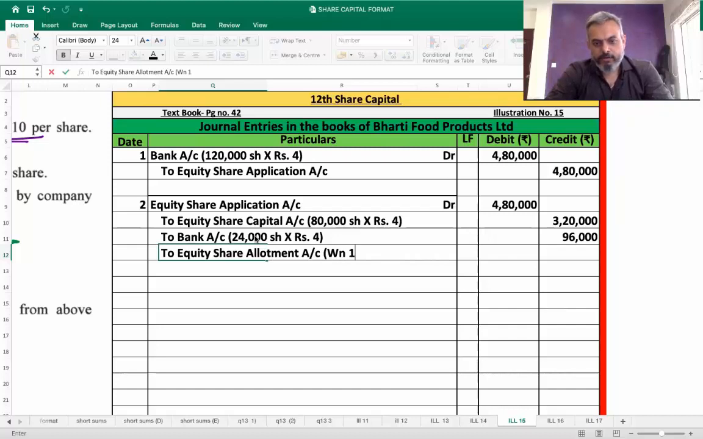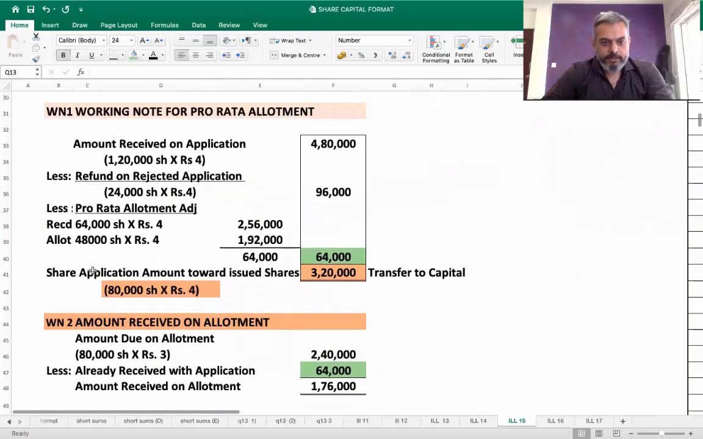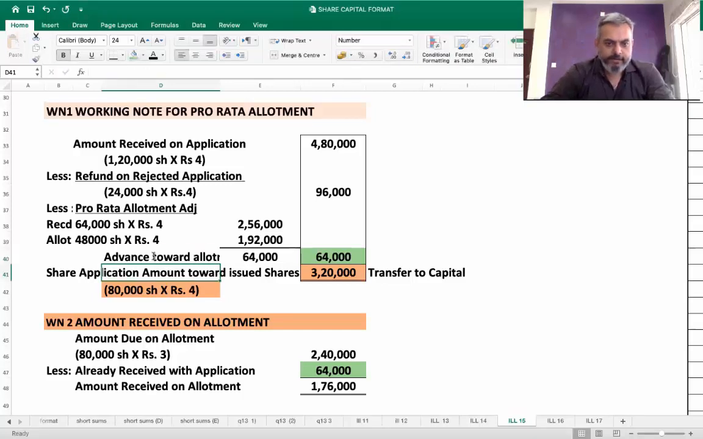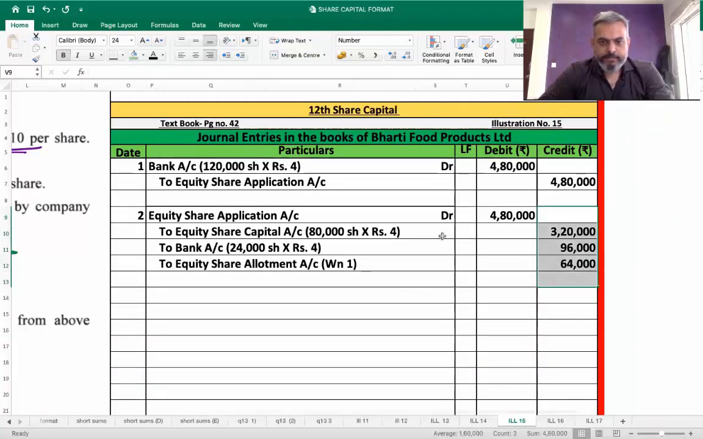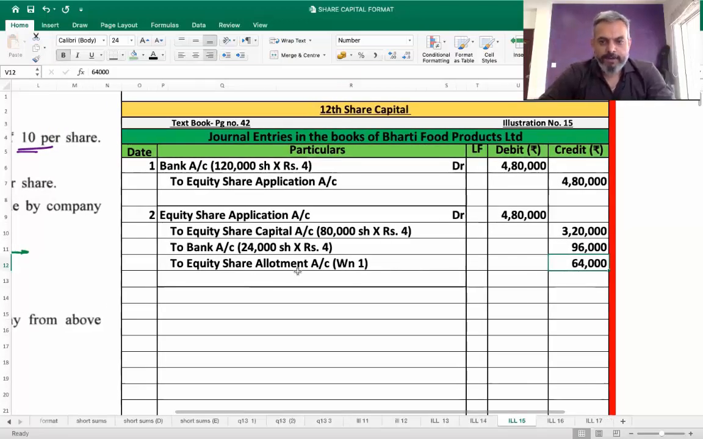Now I'll write over your working note 1. That comes to 64,000 over here. 64,000 is pro rata allotment adjusted, or you can write advance over here, advance towards allotment. In the working you can write this, advance towards allotment, 64,000. So now at the time of application itself, we have received the 64,000 advance from our shareholder. So we will keep it with us in this account, equity share allotment account.